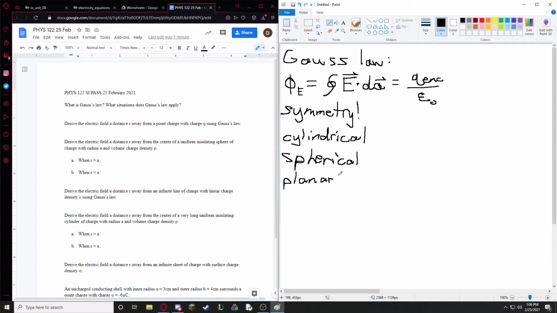So let's go ahead and start applying these to some examples. First of all, you guys know what the electric field a distance r away from a point charge would be, right? It's just Coulomb's law, kq over r squared. But how would we go ahead and derive that using Gauss's law? Let's take 3 minutes, then we'll go over it. So we want to derive the electric field. Say we have a point charge q. We want to derive the electric field the distance r away from it using Gauss's law.